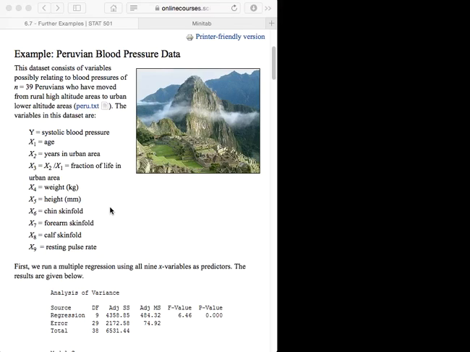In this example, I'll use a general linear F-test and a partial F-test to determine whether we can remove a subset of predictors from a model. We'll use the Peruvian blood pressure data, in which the response variable y is systolic blood pressure, and we have 9 potential predictors.